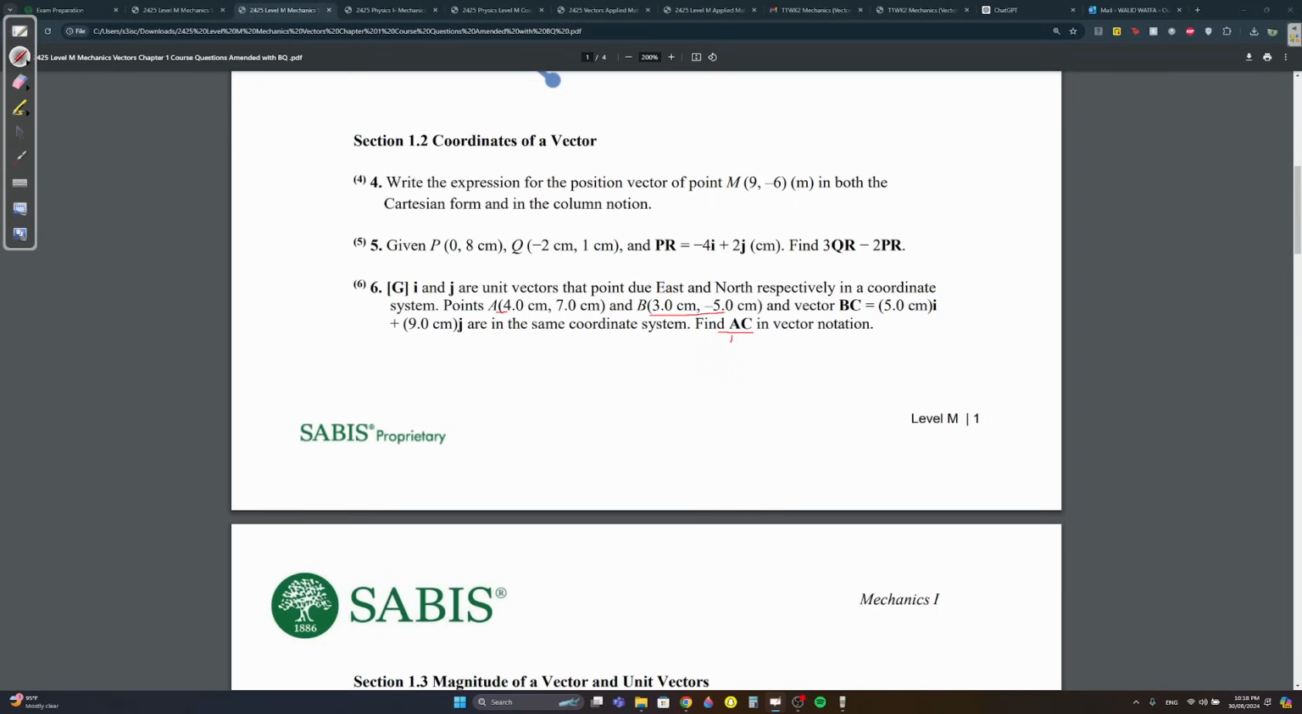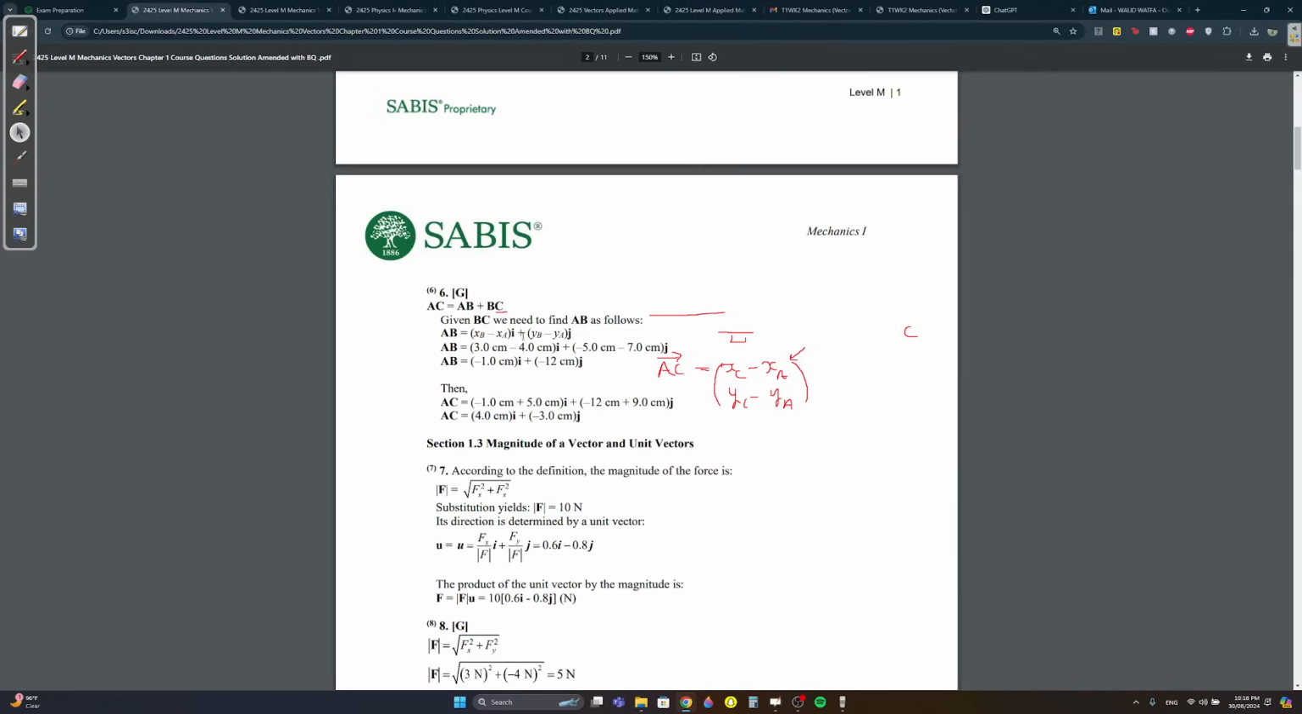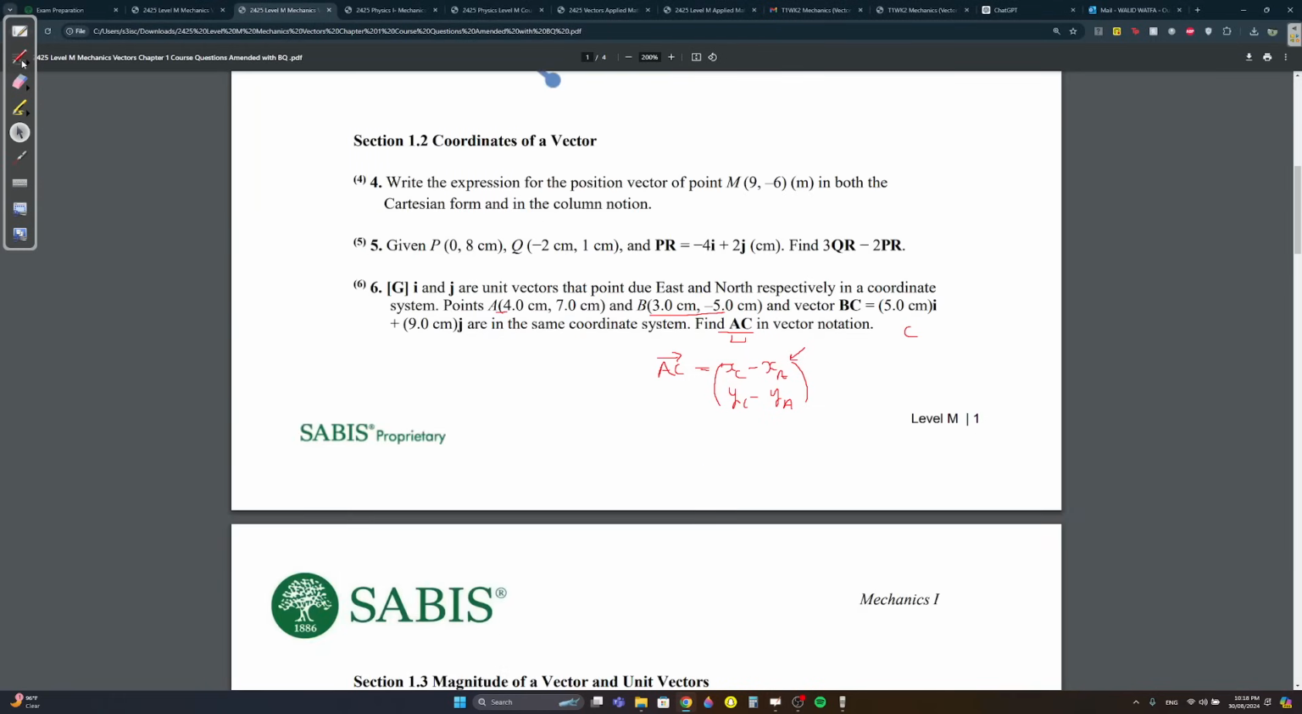AC is between the point A and point C. So you know that AC would just be the x of C minus the x of A, then the y of C minus the y of A, right? That's vector AC, final minus initial. So if I can find point C, I can find AC directly. They did it in a different way. They used the sum of vectors. I'm going to show you my way.